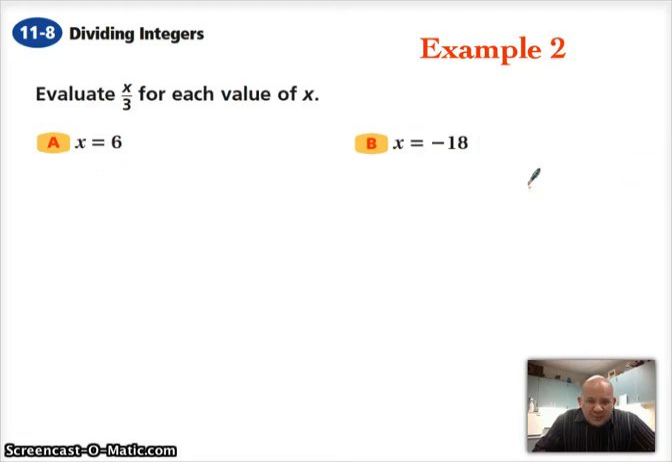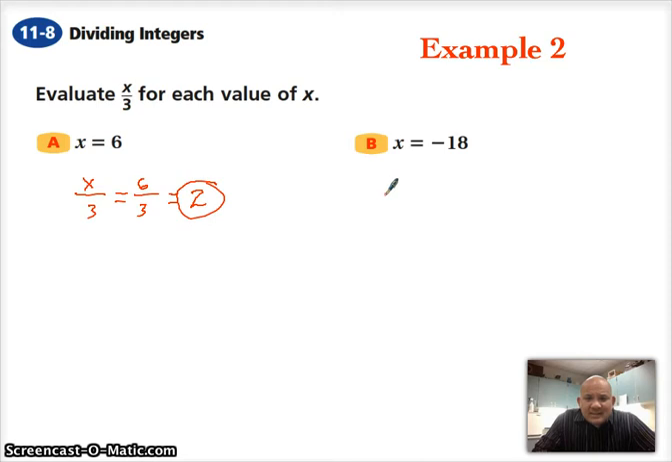Next example involves just a bit of algebra, and this is just substituting a number for the variable. First of all, our expression is x over 3, or x divided by 3. We're going to go ahead and substitute a 6 for x, so that's 6 over 3, or 6 divided by 3. A positive divided by a positive is positive. 6 divided by 3 is 2, so it's going to be 2. Value of this expression.